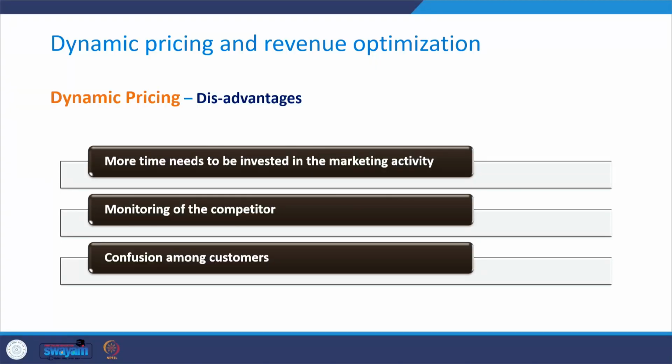And the third disadvantage is with respect to confusion among customers. Due to the constantly changing prices, the customers get confused about which product or services to buy at what price. This indirectly leads them to not being able to use the dynamic pricing, or instead go for the fixed prices in terms of services.